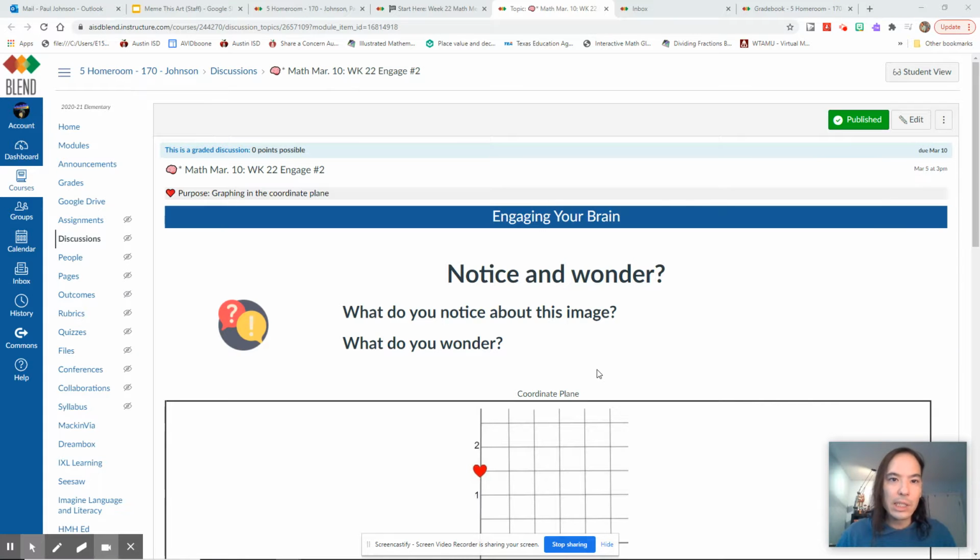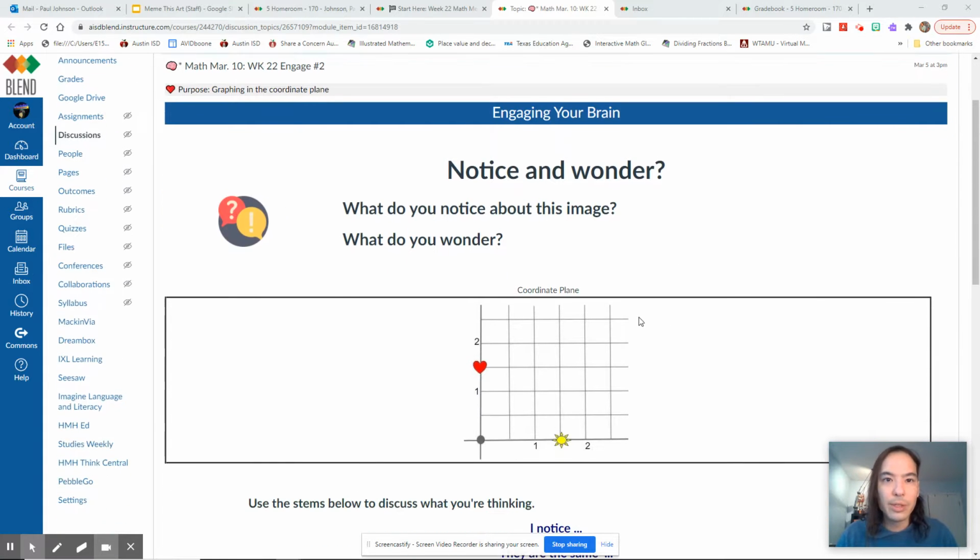Welcome to another fabulous episode of How Many Tabs Are Open on Mr. Johnson's Computer. We got 2, 4, 6, 7. 7 tabs for an asynchronous Wednesday.